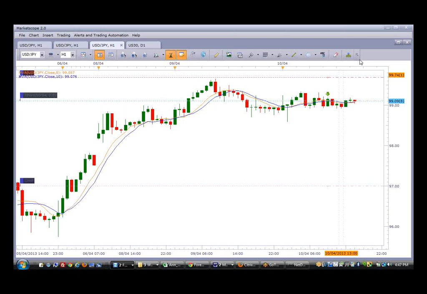Okay, let's look at the euro yen. The euro yen is similar to the dollar yen.